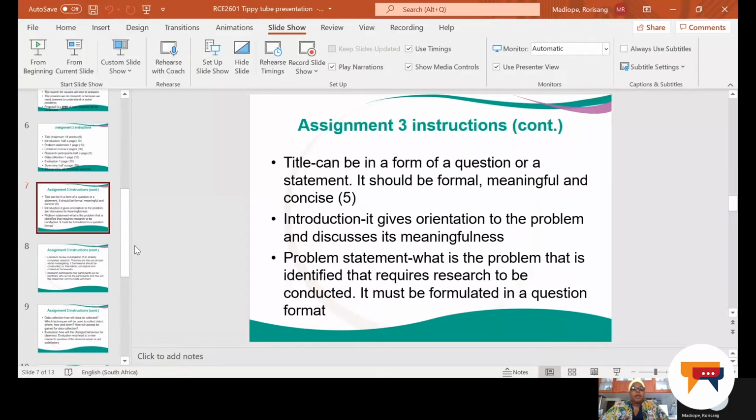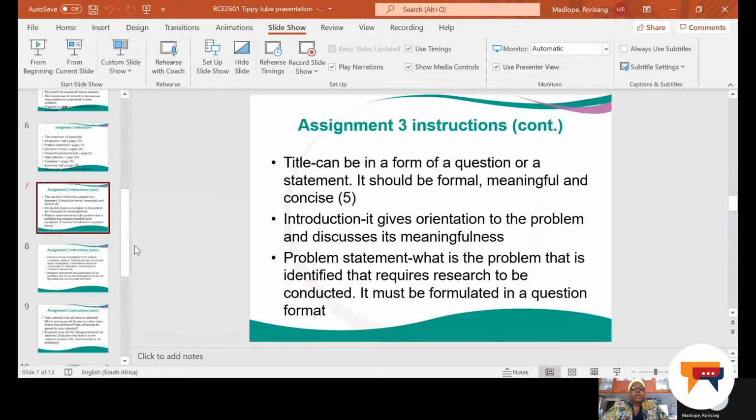The title can be in a form of a question or a statement. It should be formal, meaningful, and concise. Remember that you were given a scenario, so you must construct a title based on the scenario that you were presented with. An introduction gives orientation to the program and discusses its meaningfulness.